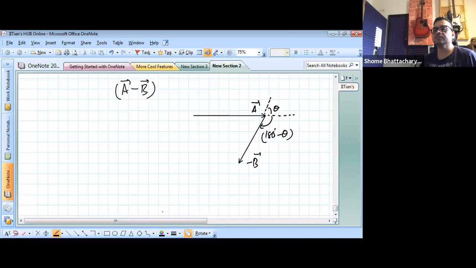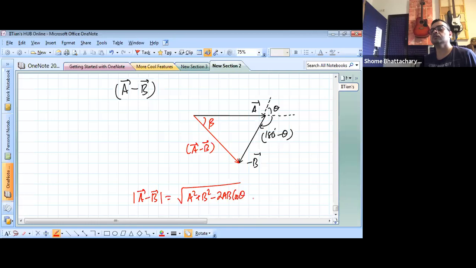In this diagram you can see that the difference of the two vectors is this one. This becomes A plus of minus B, or A minus B. And this angle we had written as beta, where we saw that A minus B has a magnitude of root of A square plus B square minus 2AB cos theta, and tan beta was B sin theta upon A minus B cos theta. This is the triangle law method.